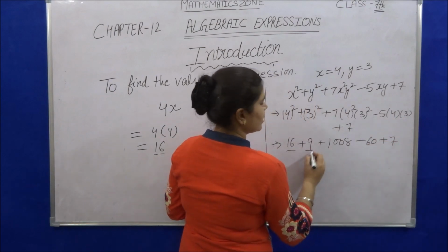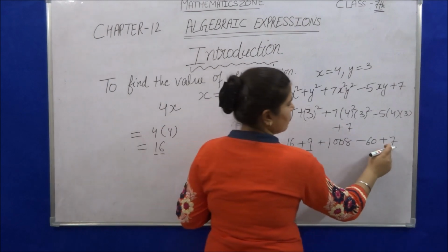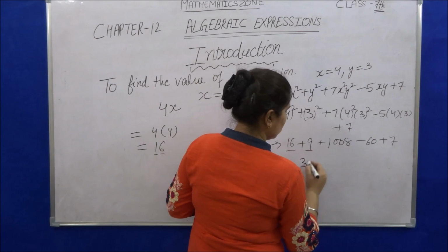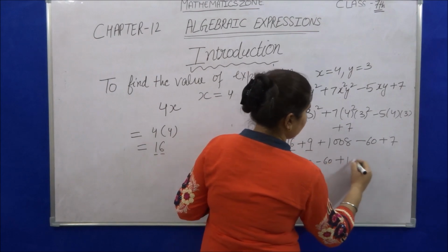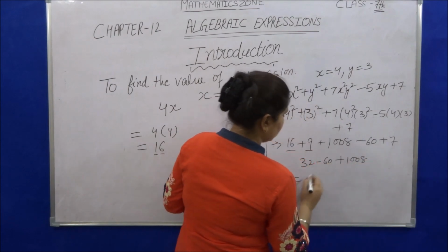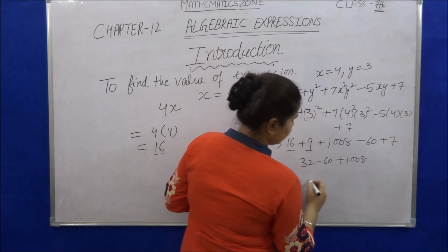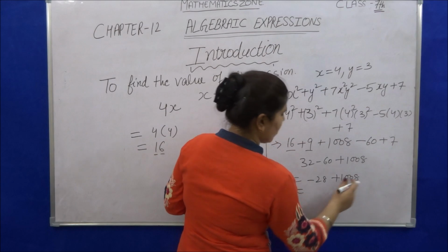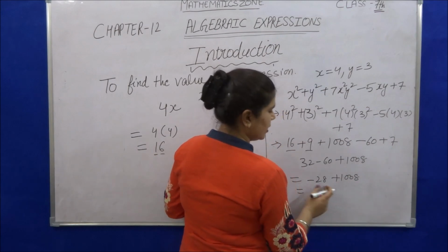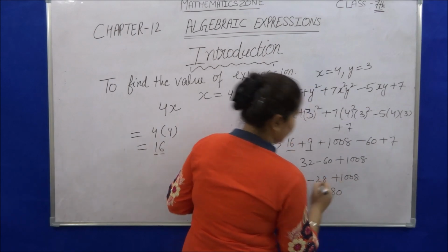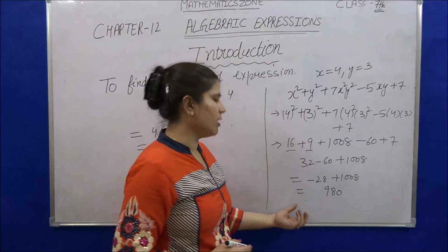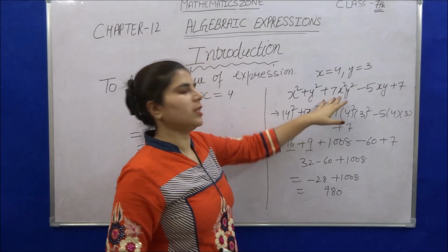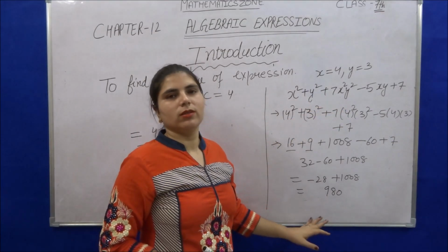Now 16 plus 9 is 25. 25 plus 7 is 32. 32 minus 60 plus 1008. Now 32 minus 60 will be minus 28, plus 1008. Now 1008 minus 28 will be 980. So in this way, by putting in the values of these variables, we can find the value of any expression. That's it.